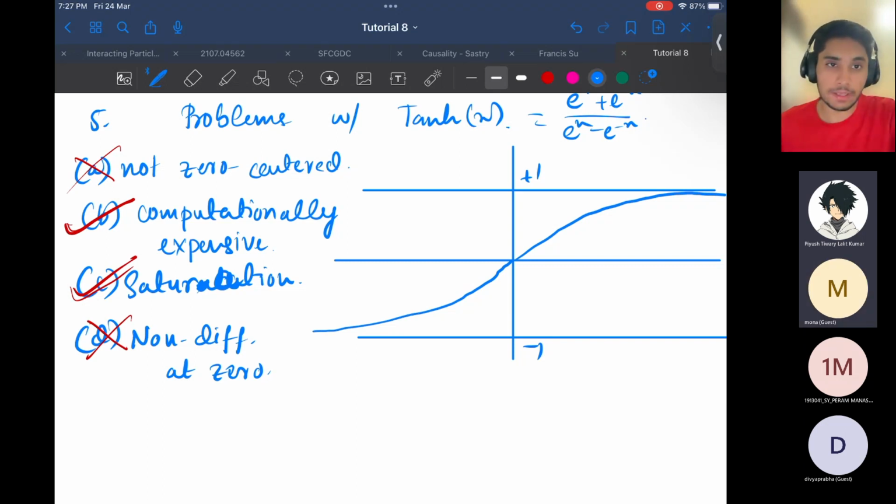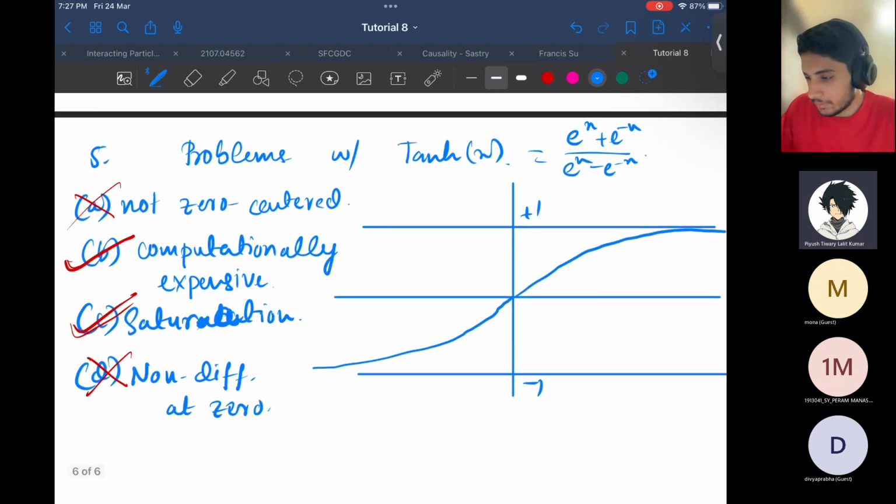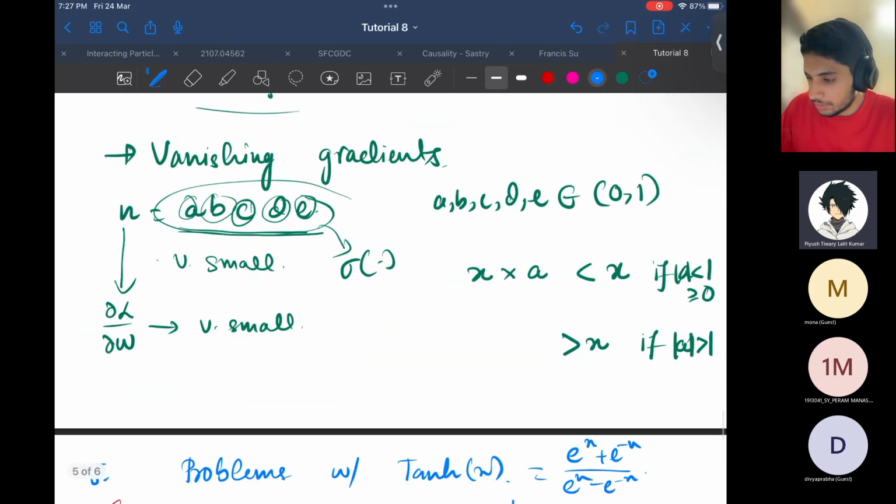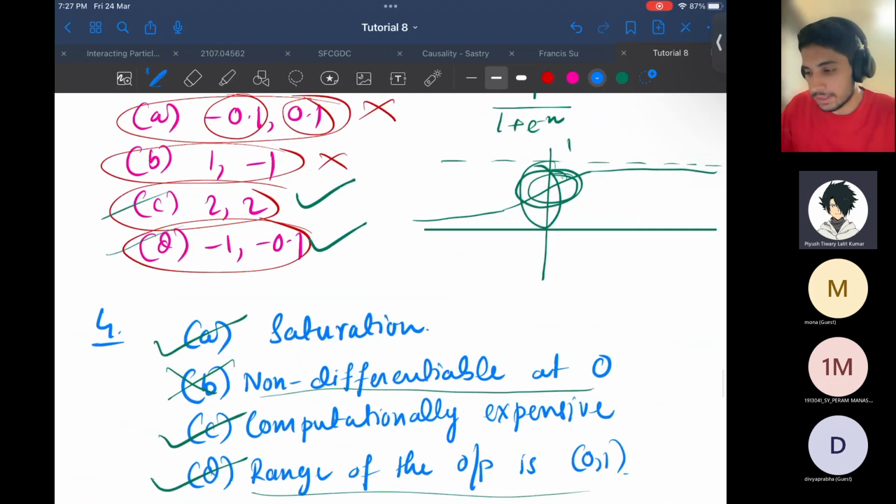Is it that we use tanh only when we have a range which is required between minus 1 and 1, or when is it preferred compared to a sigmoid? Right. So the problem with sigmoid, as we saw, is that it is not zero centered.